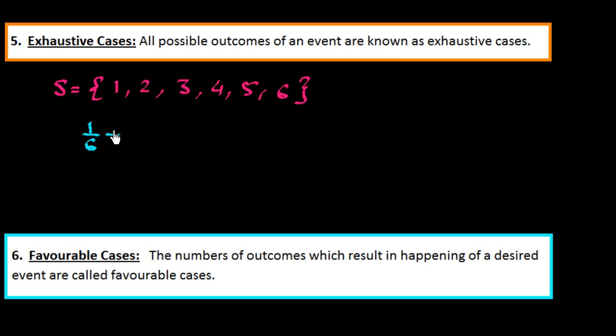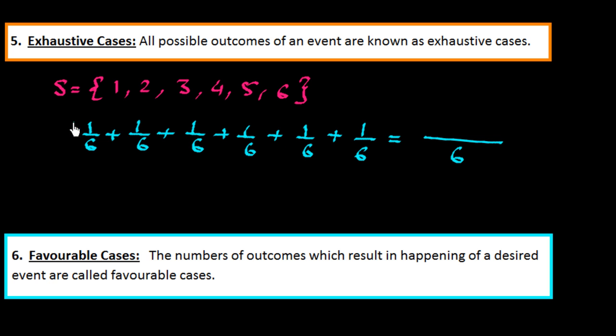If you want to know the probability of getting 2, we have only one 2 here, so it is also 1 by 6. Getting 3 is also 1 by 6, then 4 is 1 by 6, 5 is 1 by 6, and finally 6 is also 1 by 6. So if we add it up, taking the 6 common, in the numerator you get 1 plus 1 plus 1 plus 1 plus 1 plus 1, which is 6. So we always get 1 in exhaustive cases. The sum of all the cases is 1.